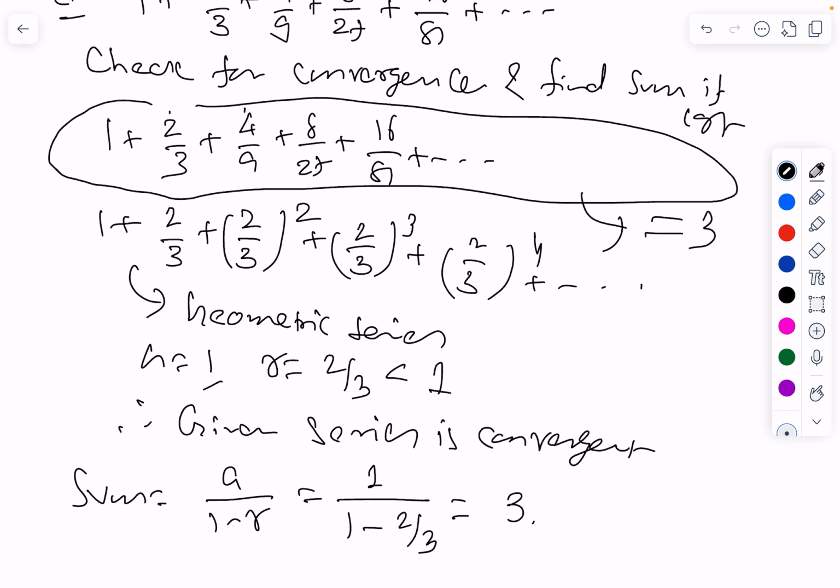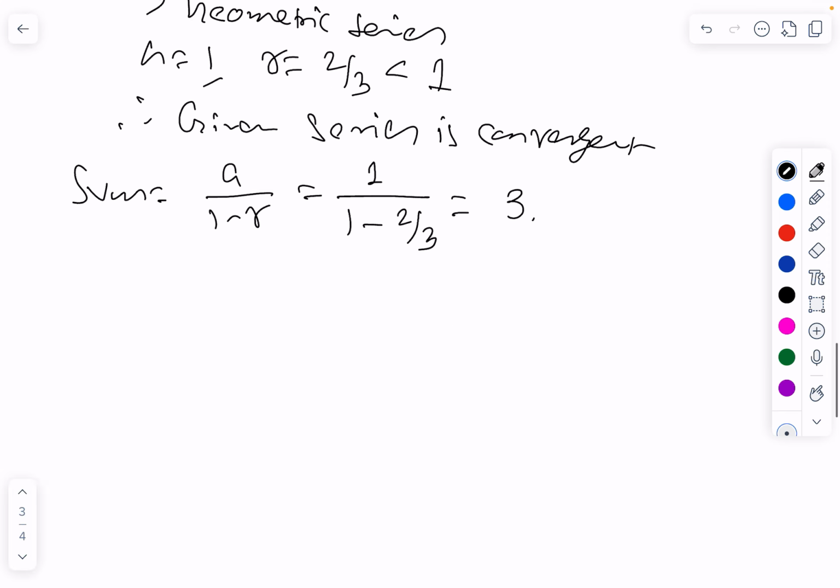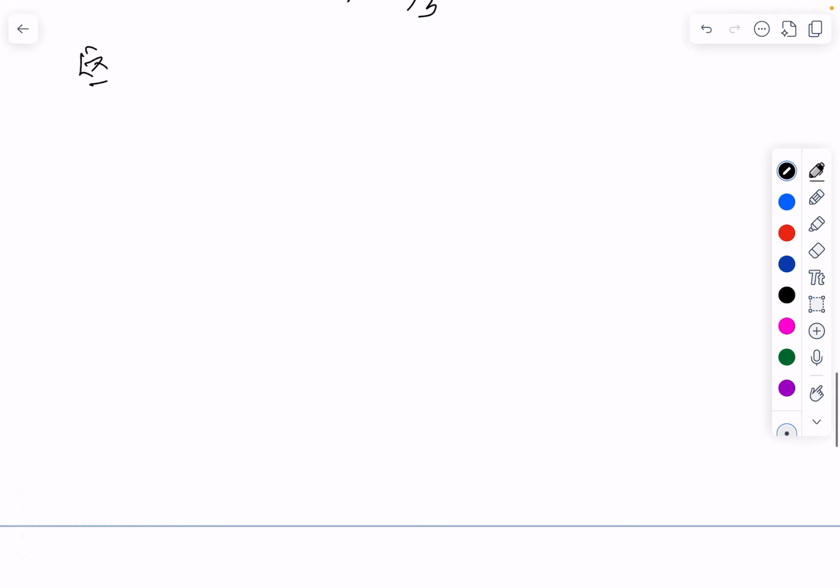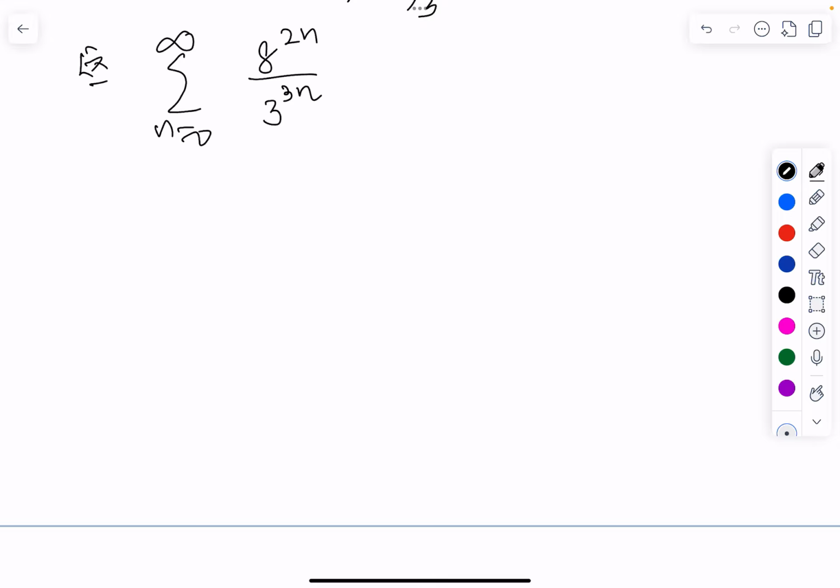You can have one more example like this: series n equal to 0 to infinity, 8 power 2n over 3 power 3n. Okay, this is one series. And you need to check whether it is convergent or divergent.